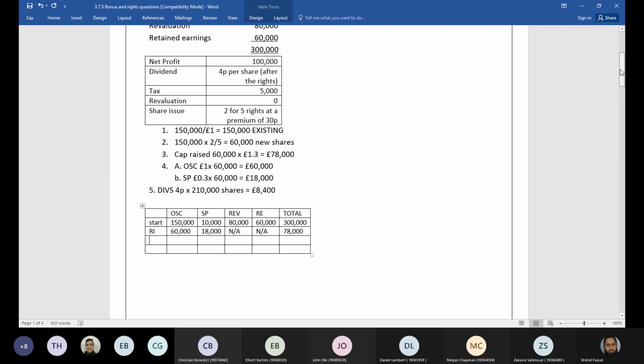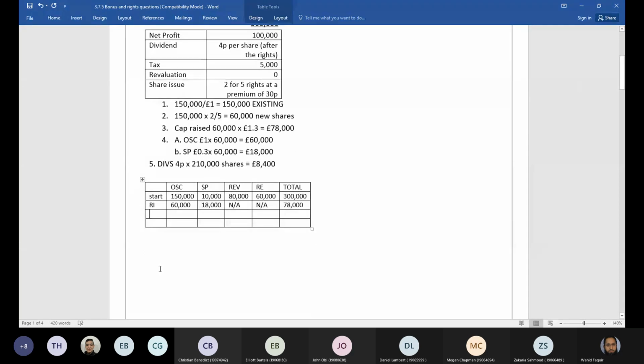What have they said here? Well, we know it's going to be profit after tax. So let's say PAT, profit after tax. That cell's not affected. That cell's not affected. Revaluation's not affected. Retained earnings is affected. So how much profit after tax do we have? Let's see the information. Tax is 5,000, profit is 100,000. That means we have 95,000. Okay, add across, 95,000.